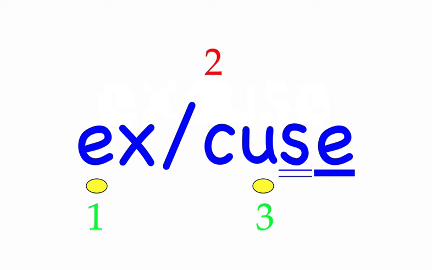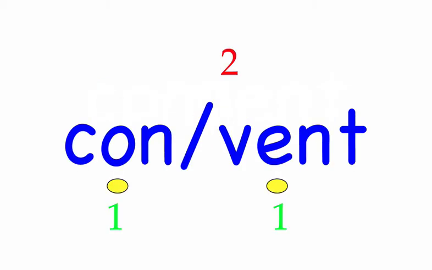Convent. She chose to enter the convent. Con has 3 sounds. K, A, N. Vent, 4 sounds. V, E, N, T. Convent. Mark the word.